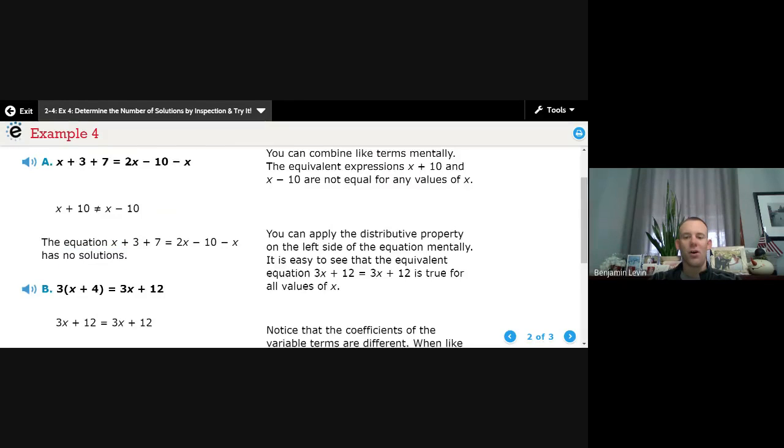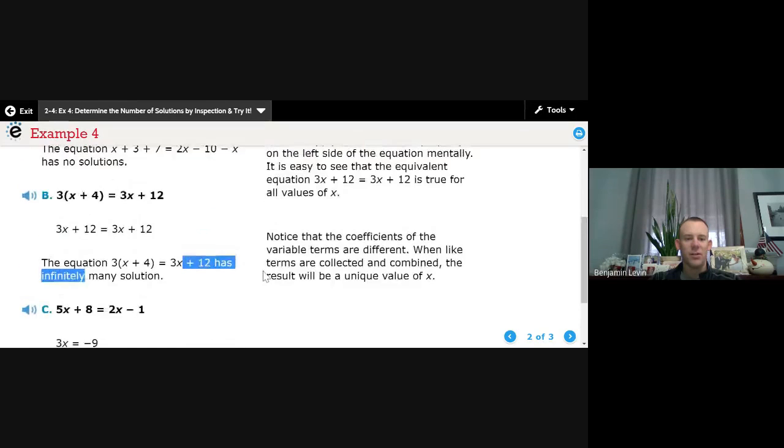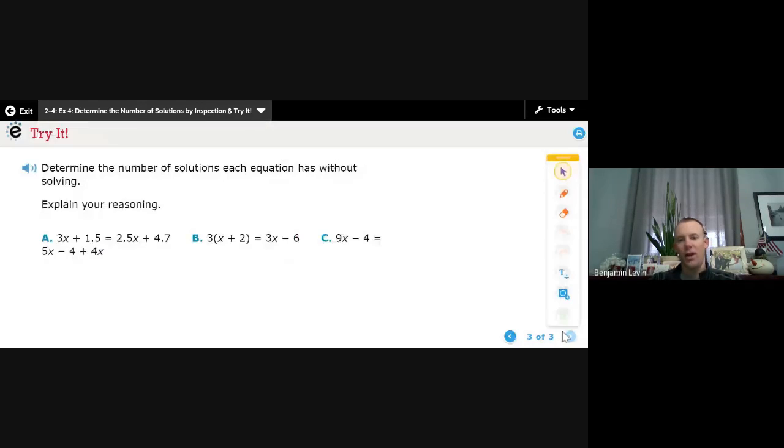I won't go through all of this because we already talked about it, but obviously the second one is infinite solutions, right? Because you have a +12 and a +12. So that is a true statement, right? These are the same, so you have a true statement. And then this one, you have a different number of x's, so you have one solution. Okay. It's going to ask us to do a couple more here.